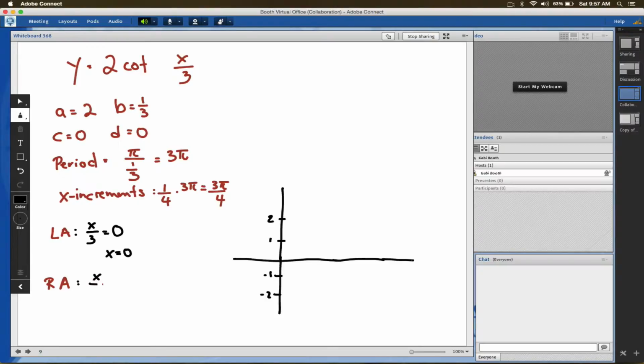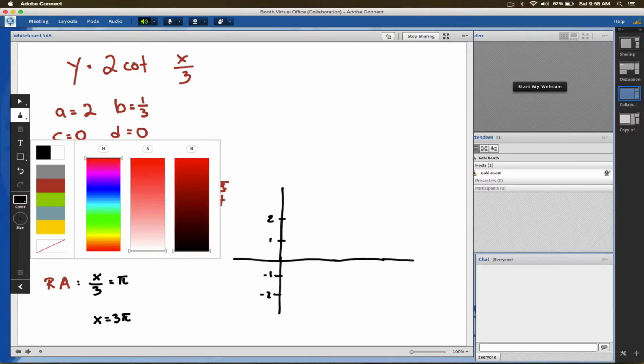The right asymptote now would be, we're setting it equal to pi, because again, that's where the sine is 0 next, so we multiply by 3 and we get x equals 3 pi. And that makes sense because that is our period.